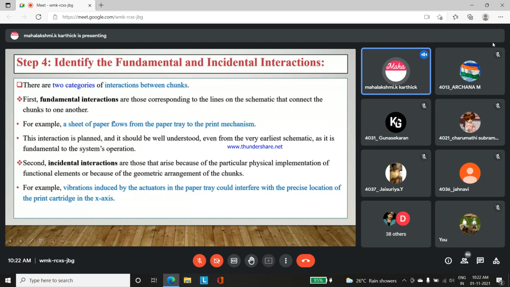A sheet of paper flows from a paper tray to the print mechanism. This is the fundamental interaction. This is the interaction that is planned here and should be well understood, okay, even from the very earliest schematic.